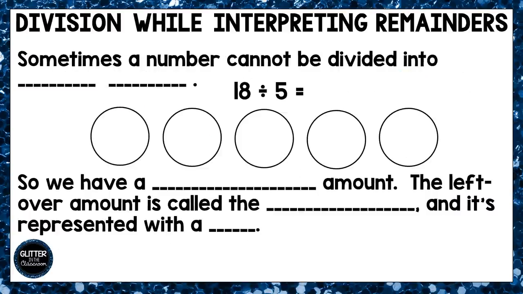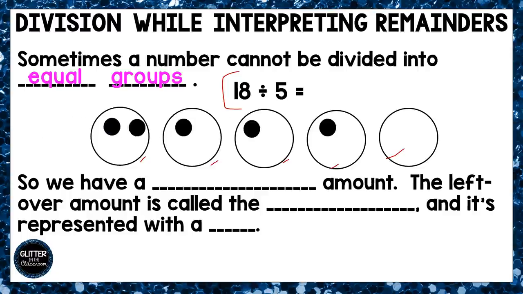Now, sometimes a number cannot be divided into equal groups. Let's take the example of 18 divided by 5. Now, I have 5 groups, 1, 2, 3, 4, 5, and I'm going to divide 18 evenly into my groups. So when I do this, I say 1 for this group, 1 for this group, 1 for this group, evenly as I divide them out.